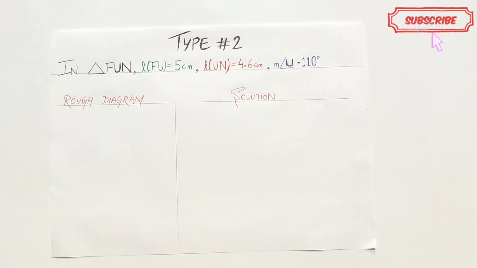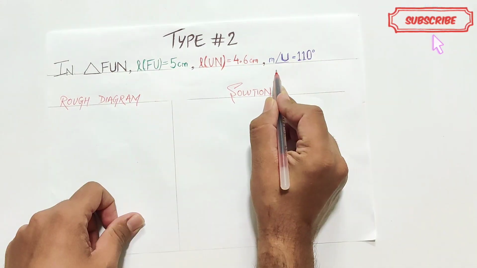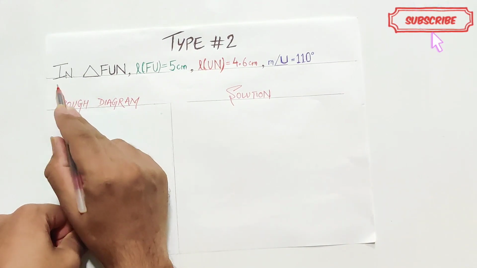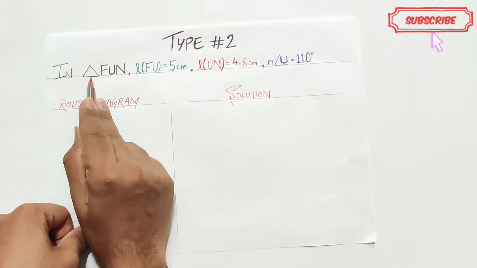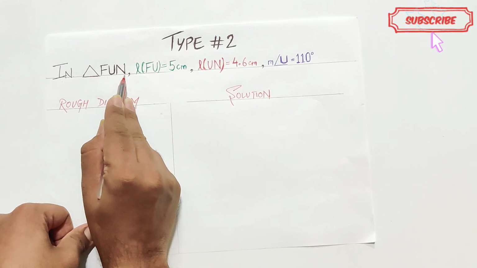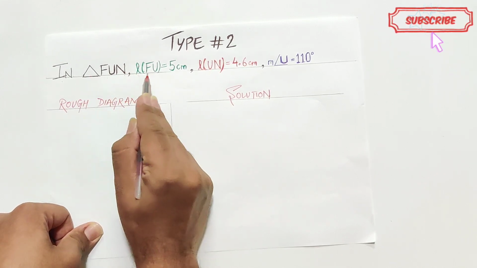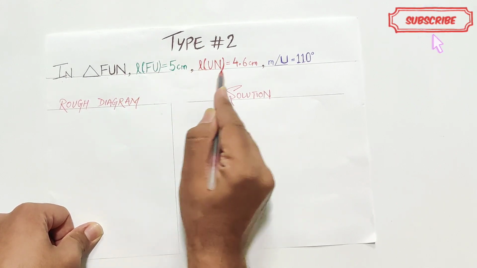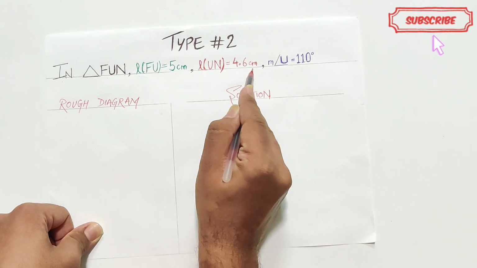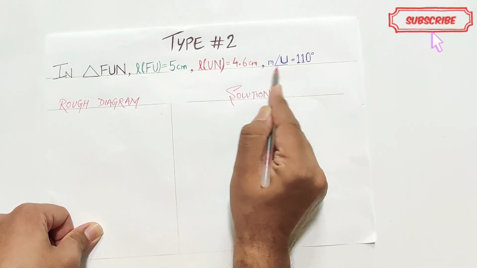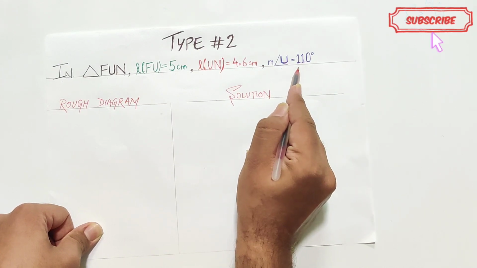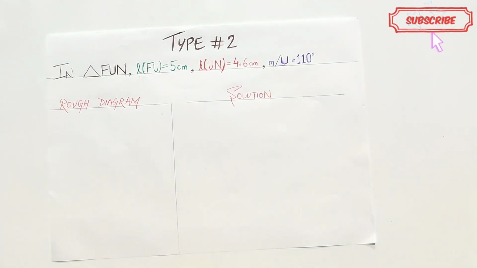Now let's start with type number 2, that is, the measures of two sides are given and the measure of one angle is given. Now let's read the question for you all. In triangle FUN, the length of FU is equal to 5 cm, length of UN is equal to 4.6 cm, and the measure of angle U is equal to 110 degrees. Let's start making a rough diagram.